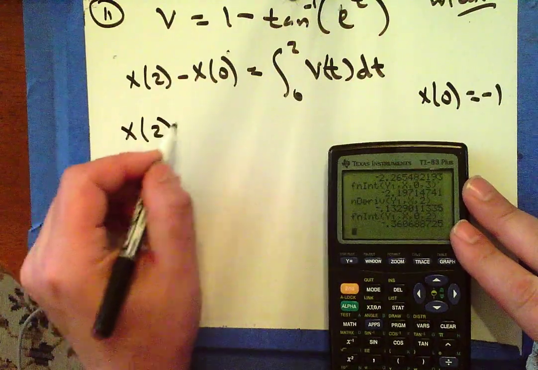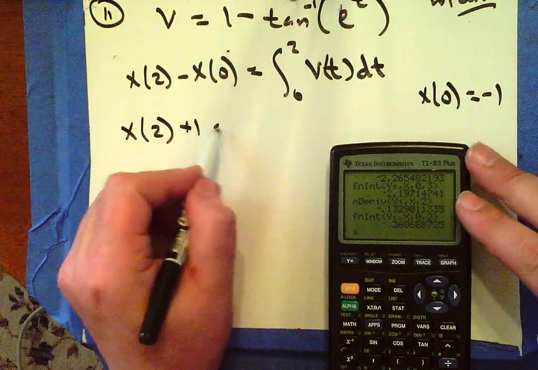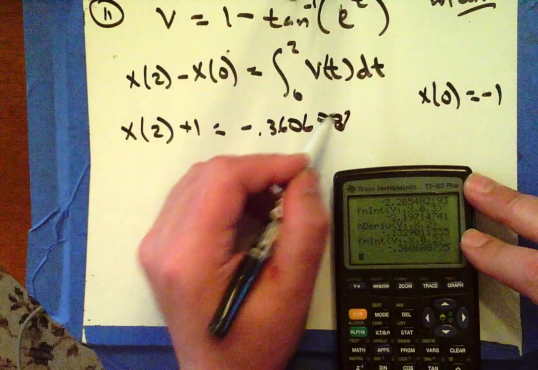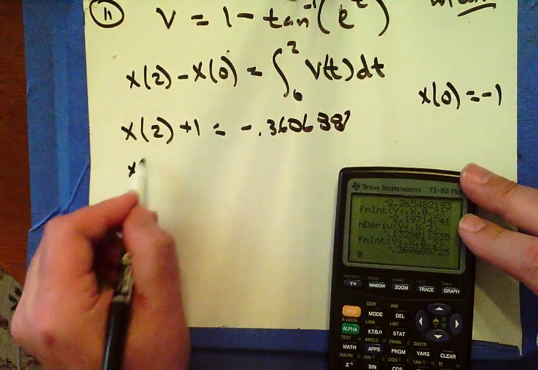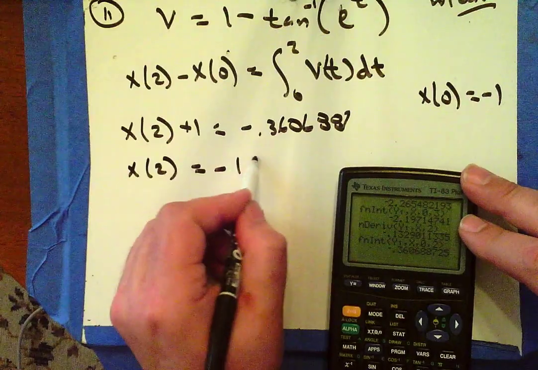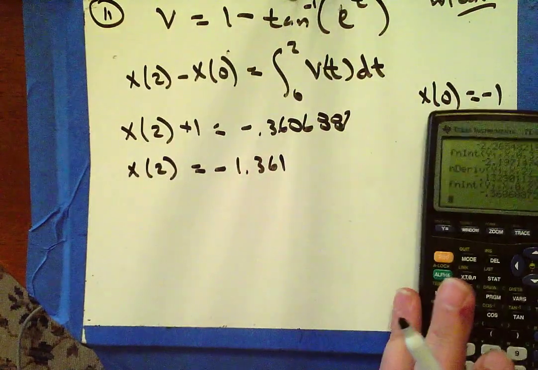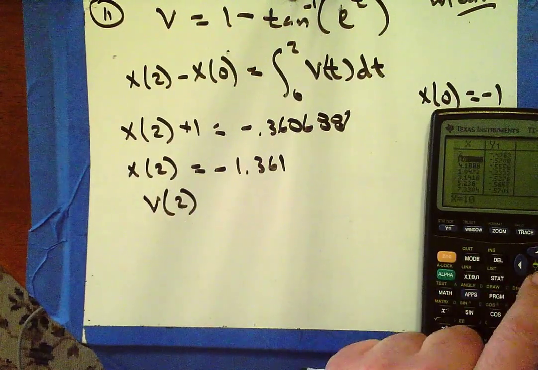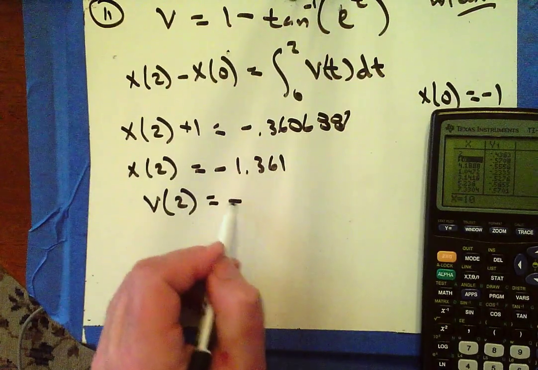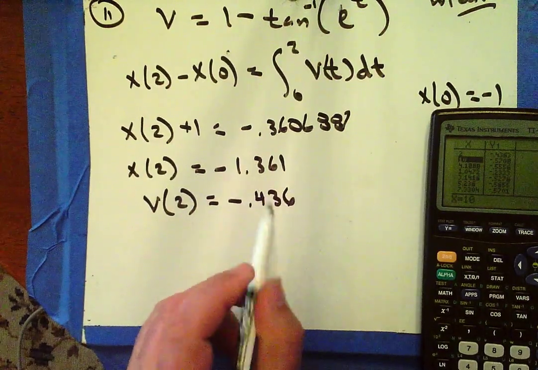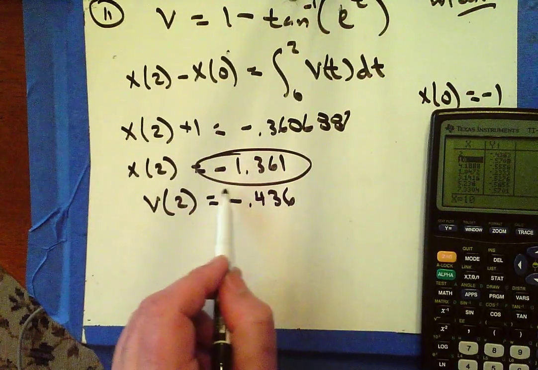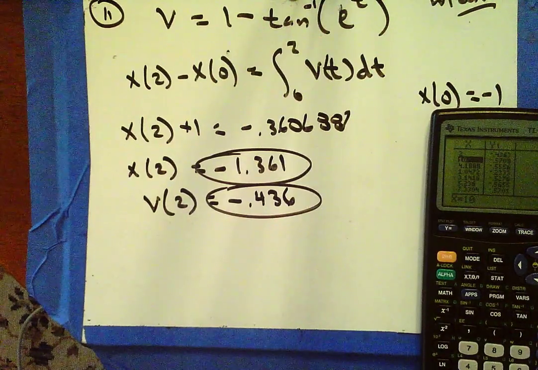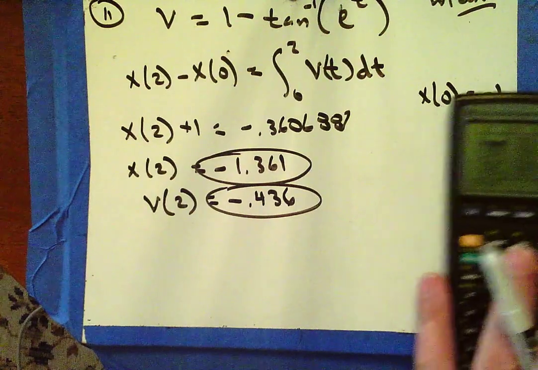Then x of 2 minus a minus 1 is plus 1 equals negative 0.3606887. And I want to subtract 1 from that, so I get x of 2 equals negative 1.361. Okay, so the position is negative, and what about v of 2? If I plug a 2 into this function, I find that v of 2 equals negative 0.436. So I'm below the origin and I'm moving away from the origin. So below and moving away at time equal to 2.